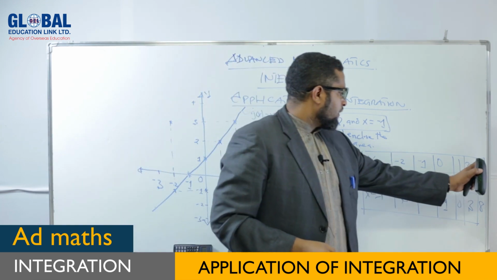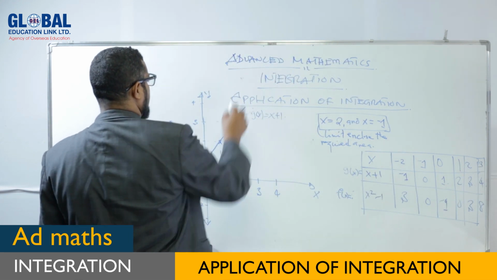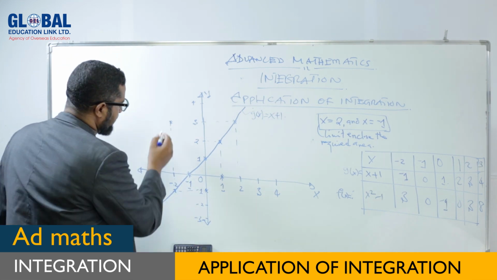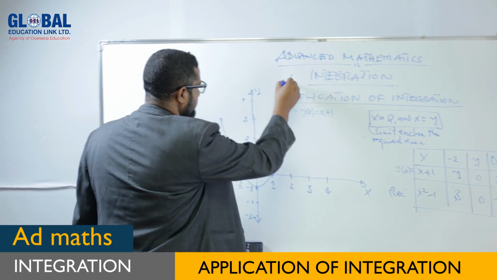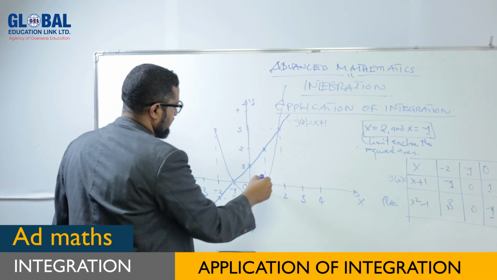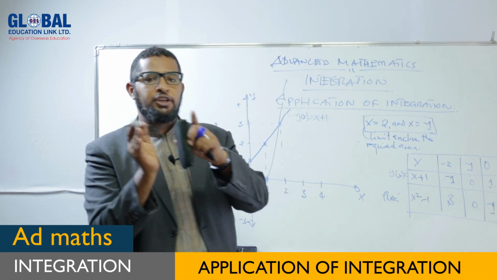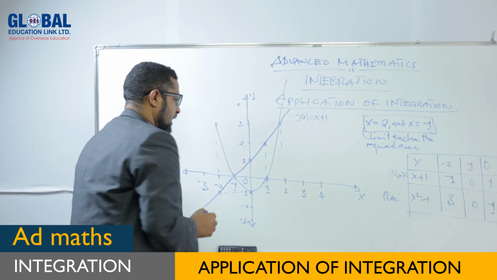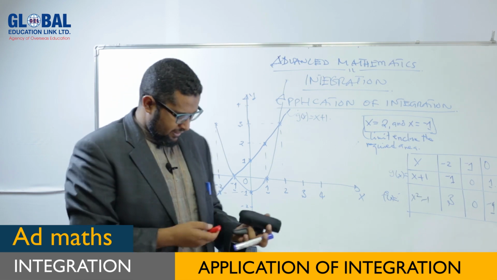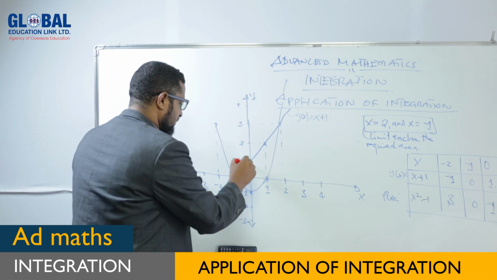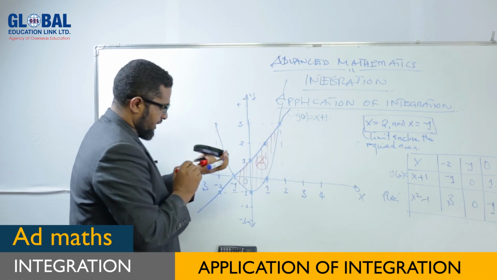And then let's add another one. When x is equal to 3, we have 8. So it will be somewhere there. Now again, join the points. Okay, after that, shade the region that is bounded between the two curves. So this is our region that we are supposed to find its area. So this is the required area.